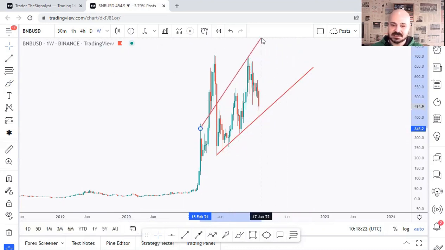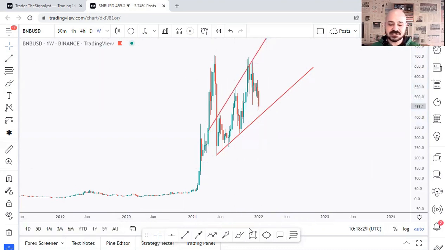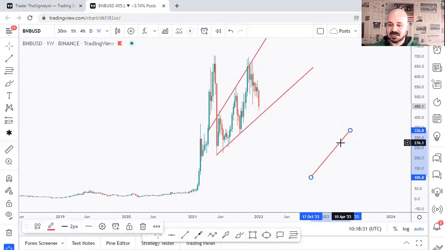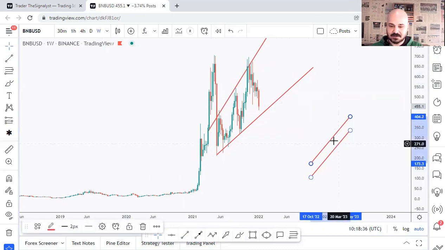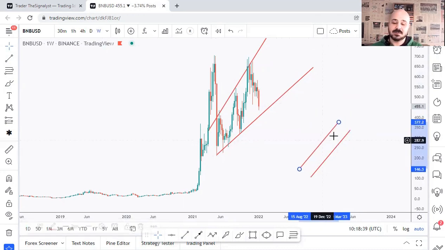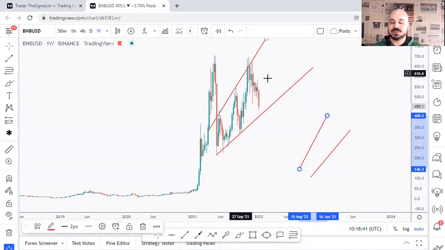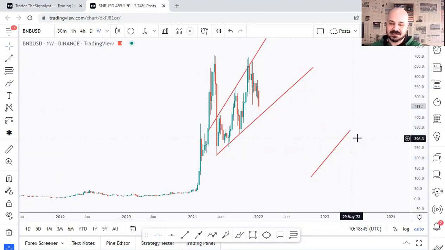So let's update it. In this particular case, we've got a rising broadening wedge, right? So it's not a channel. The trend lines are not parallel, they are like this, which is a rising broadening wedge. Anyway, don't worry about the naming. Just focus on the upper bound and lower bound, which is engulfing the overall movement.